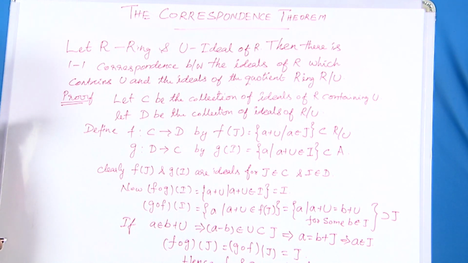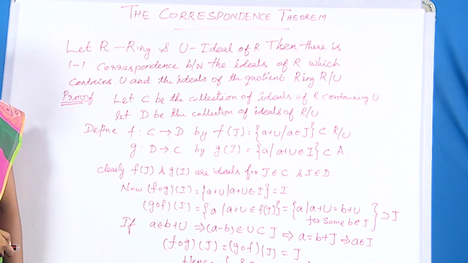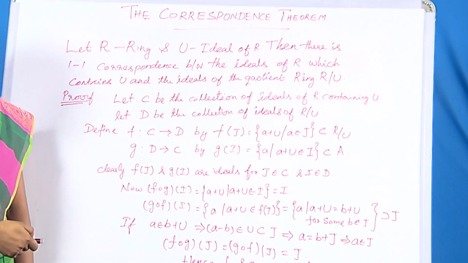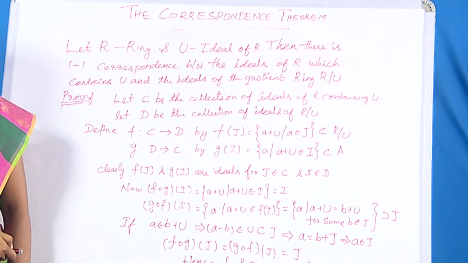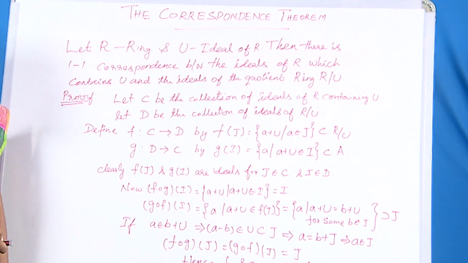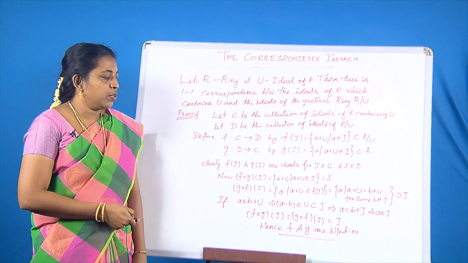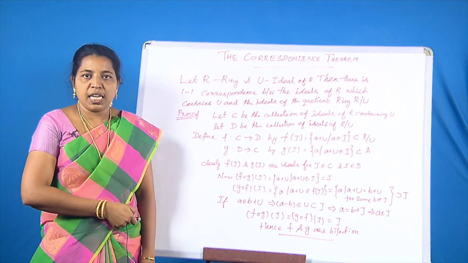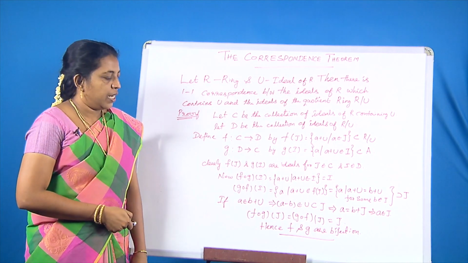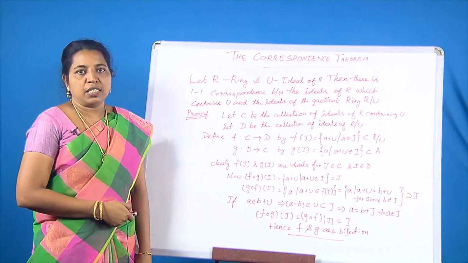So, if a belongs to b plus U, this implies a minus b belongs to U, which is a subset of J. This implies a equals b plus j. This implies a belongs to J. Hence, we say that f composition g of I equals g composition f of J equals the identity. Hence, f and g are bijections.